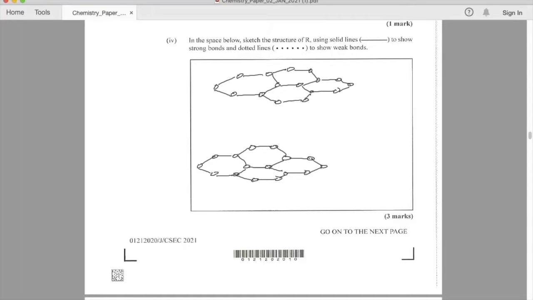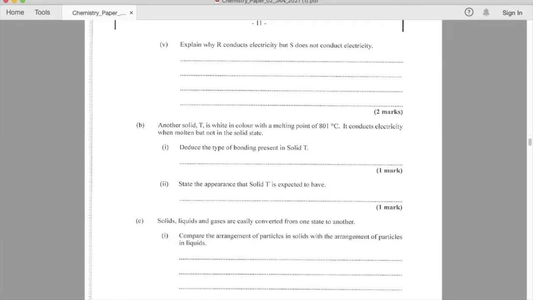So we would now use our dotted lines to show the weak intermolecular forces of attraction that hold the layers together. And that is what causes them to be able to slide over each other, resulting in graphite being able to be used as a lubricant. So of course, I will give a little key right here to say that each of those little circles represents a carbon atom. Or you could have drawn it using C and just connect just the same. So 3 marks. Part 5, explain why R conducts electricity, but S does not conduct electricity.